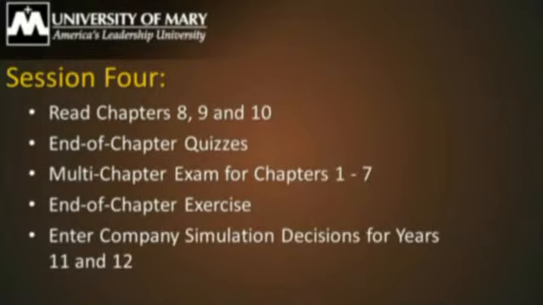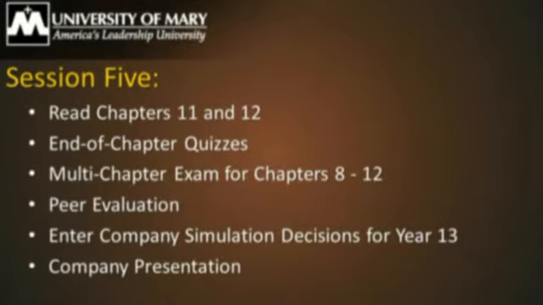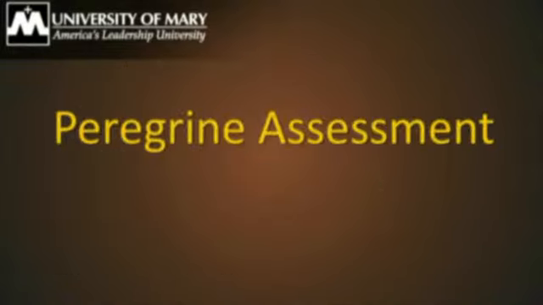For Session 5, you'll read Chapters 11 and 12, complete the end-of-chapter quizzes for those chapters, complete the multi-chapter exam covering Chapters 8 through 12, and complete the end-of-game peer evaluations for your co-managers. You and your co-managers will enter Year 13 decisions for your company and turn in your company presentation. Remember that sometime during these 5 weeks, you'll need to complete the Peregrine assessment.